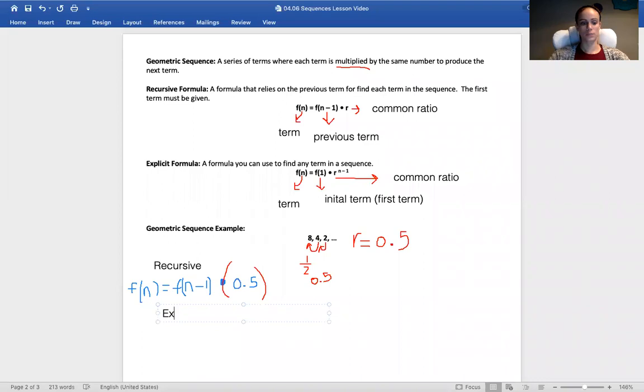All right, how about our explicit formula? For our explicit formula, once again, let's look at our basic pattern here, f of n, because I'm just finding the generic one.